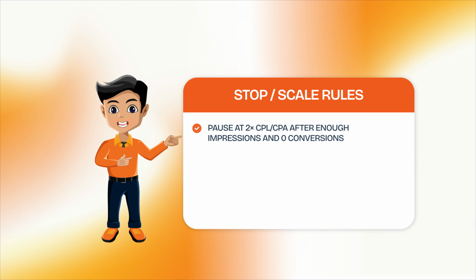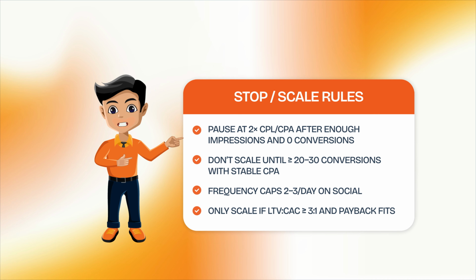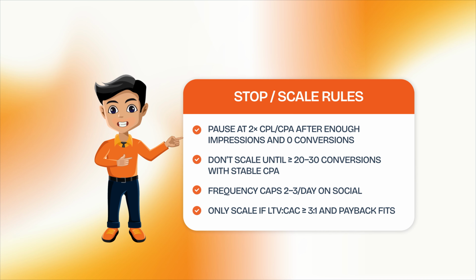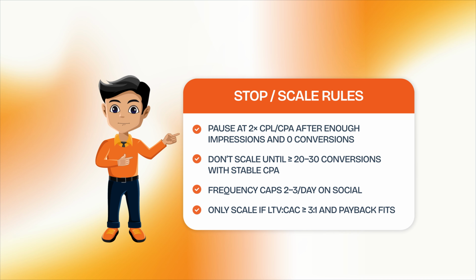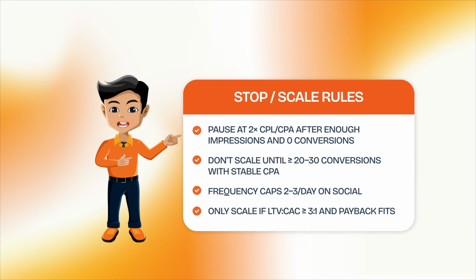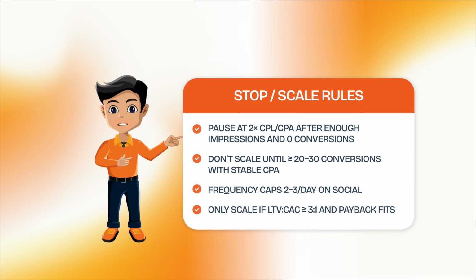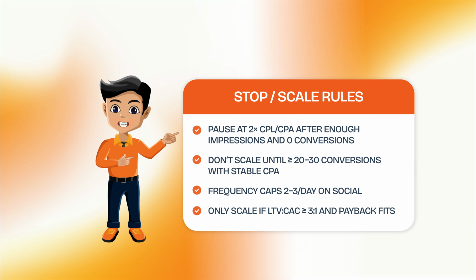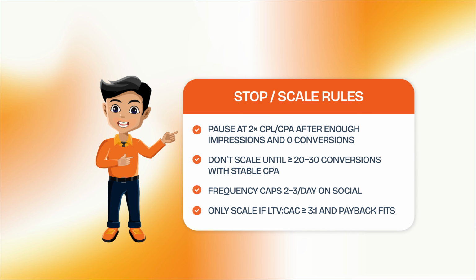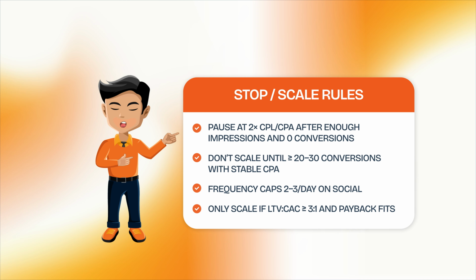7. Guardrails, stop-scale rules. Pause any ad or keyword at 2 times target CPL/CPA after sufficient impressions, e.g., 1,000 plus, and 0 conversions. Don't scale a campaign until it has 20 to 30 or more conversions and a stable CPA within target. Enforce frequency caps on social, e.g., less than or equal to 2 to 3 per day, to prevent fatigue. Protect margin: only scale if blended LTV:CAC is greater than or equal to 3 to 1 and cash payback is within your window.